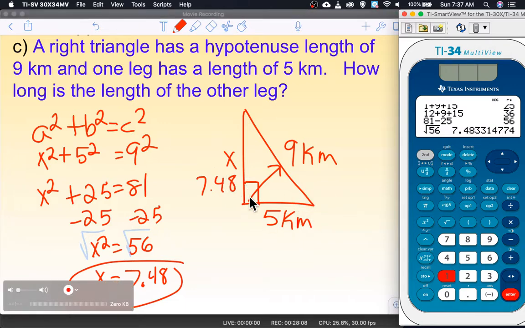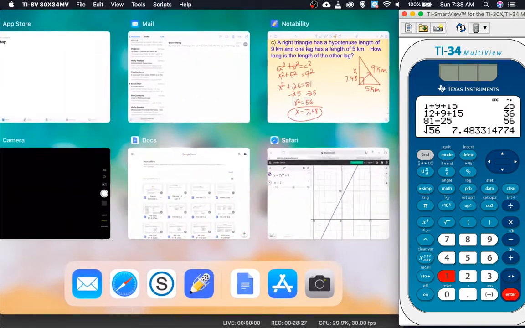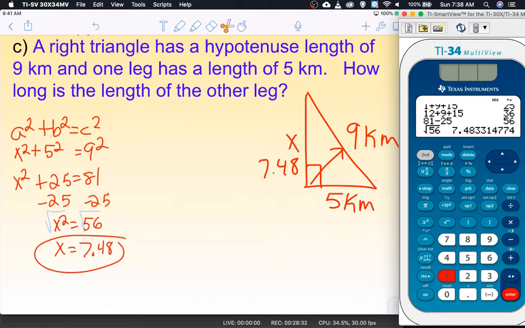Now, I didn't know which of these is going to be the largest side, but I do know that 9 is the biggest of the 3, so I'm making sure my answer kind of makes sense. If I got something bigger than 9, I whoopsied. And I haven't shown that yet. Let me show you now. Okay, so I'm just going to shrink him off to the side.